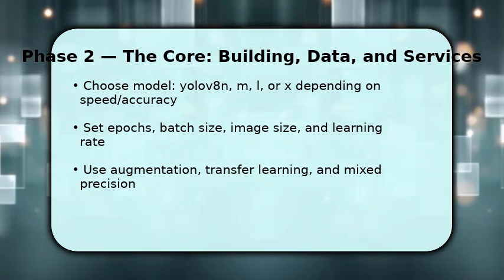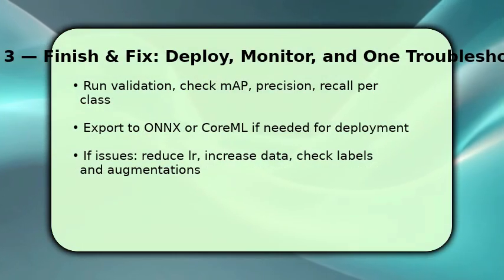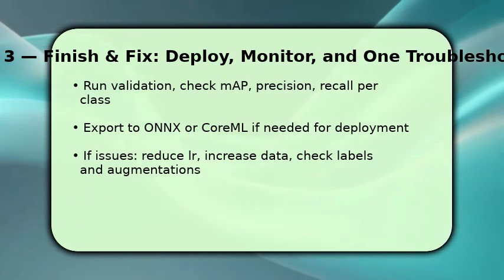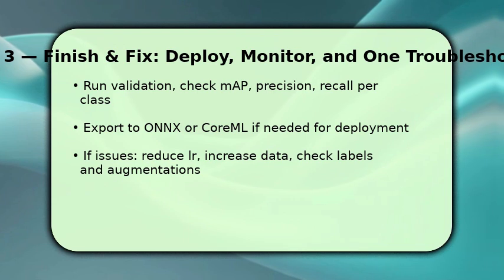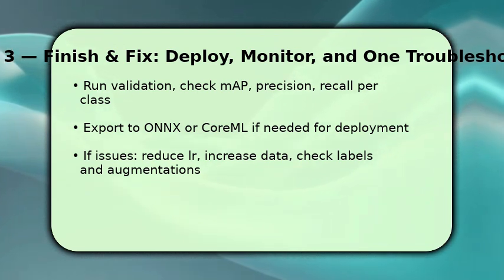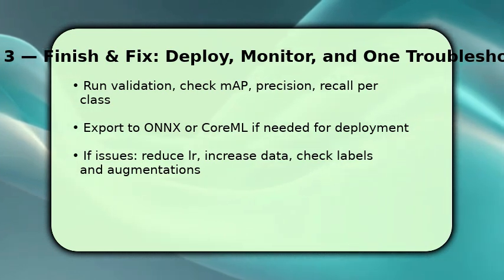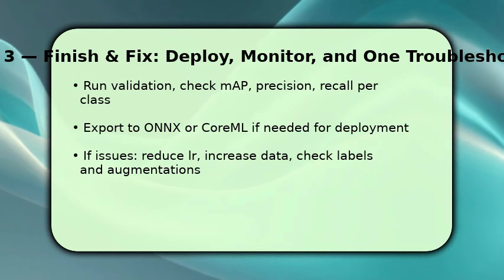You finish by validating and exporting your best model. Run validation to inspect mAP, precision, and recall per class, and examine qualitative predictions to catch label or augmentation errors. Once satisfied, export to ONNX or Core ML for deployment and test inference on real images.